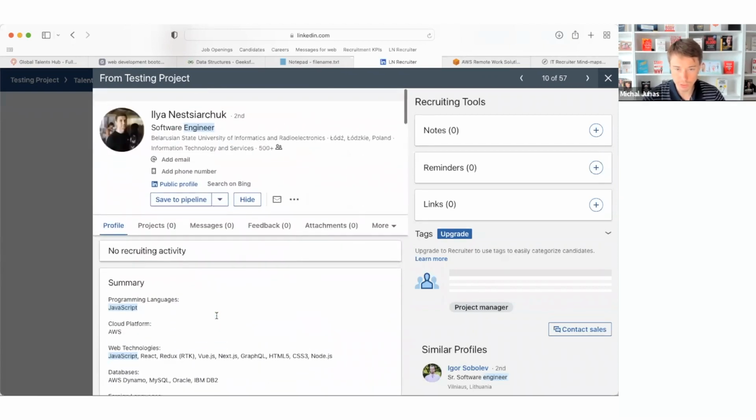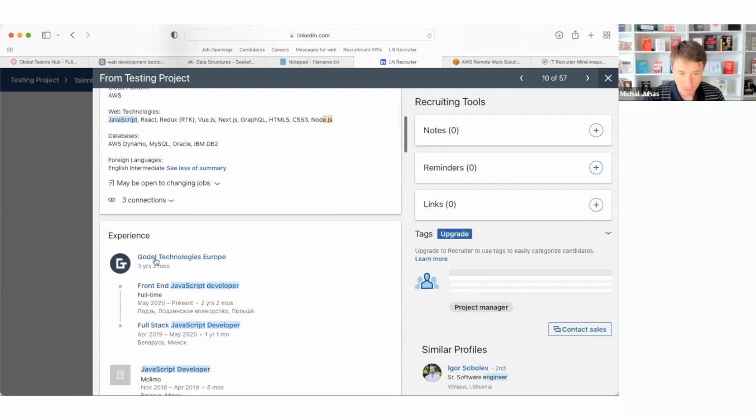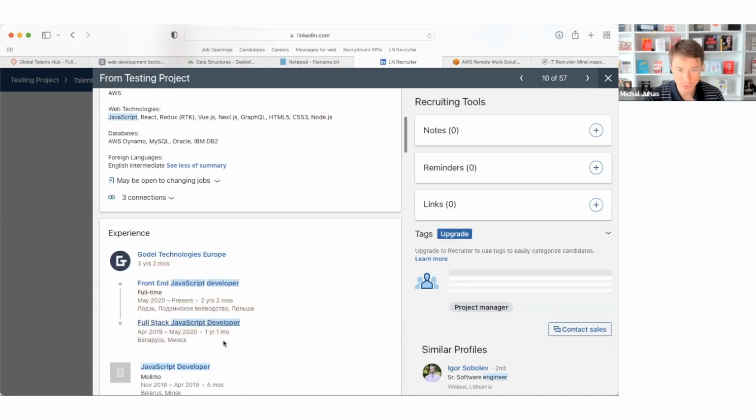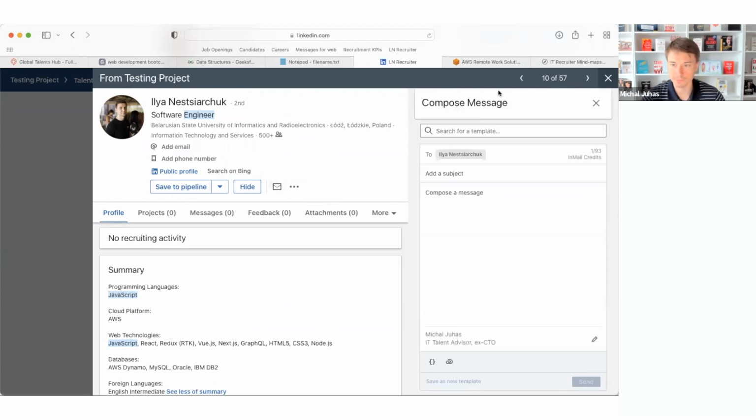So if we see someone like this, I would say an ideal candidate because he uses JavaScript, he uses AWS, he uses React, uses Node.js on the backend. Ideal candidate. He has been in the company for 3 years. He couldn't get better, and he studied at university and also applied some graphs in practice. So let's spend a minute writing a message to this candidate. Yeah, we'll see how it goes.